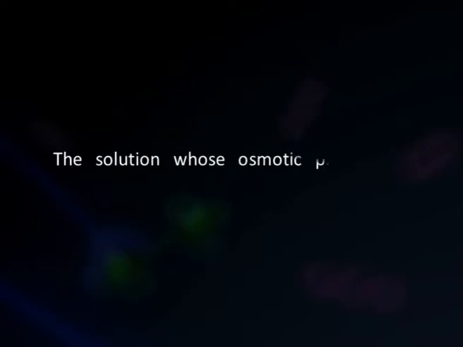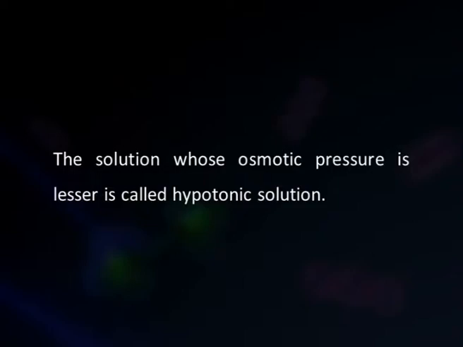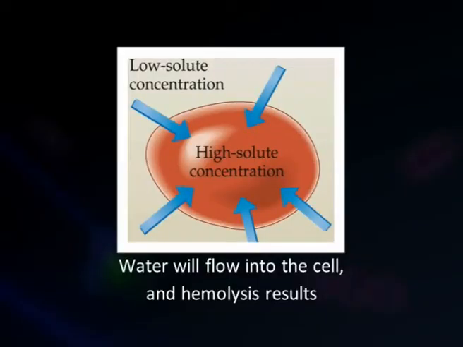Isotonic solutions are those solutions whose osmotic pressures are the same. The solution whose osmotic pressure is lesser is called hypotonic solution. The concentration of hypotonic solution is also less. If we place a cell in hypotonic solution, the solvent will flow inside the cell and hemolysis will occur.